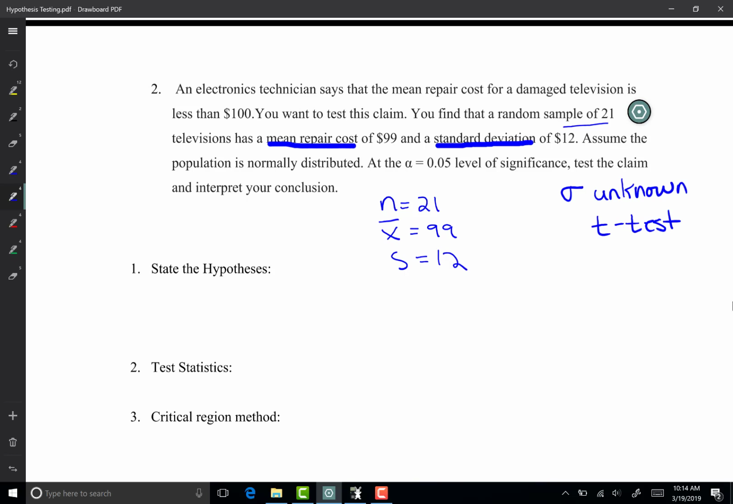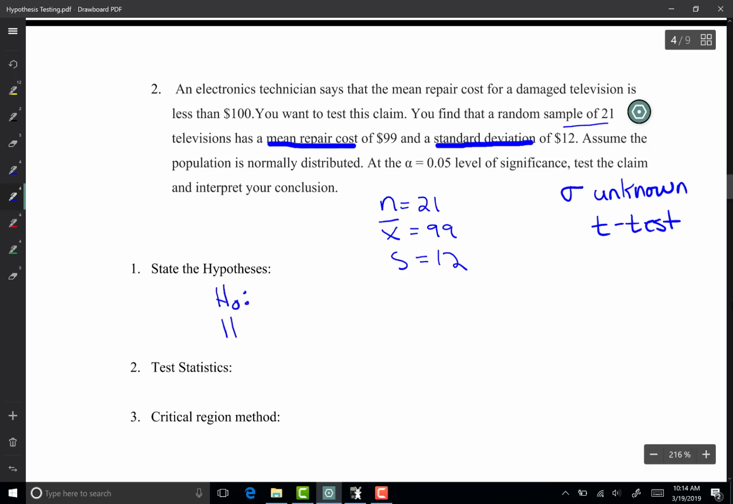Okay, so let's follow our 5 steps. We're going to state the null and alternative hypothesis. I'm first going to set up the alternative because that's what I'm going to be testing. He says that the mean repair cost for damaged television is less than $100, so I want to test that mu is less than $100. Then my null is the complement, or opposite, of that: mu is greater than or equal to 100. Again, the null always has the equal sign. And my claim is here in the alternative.